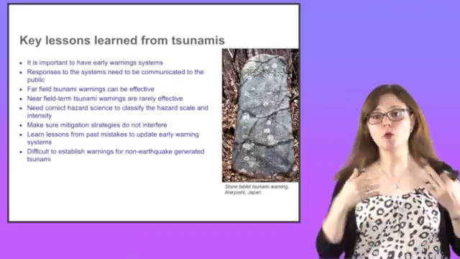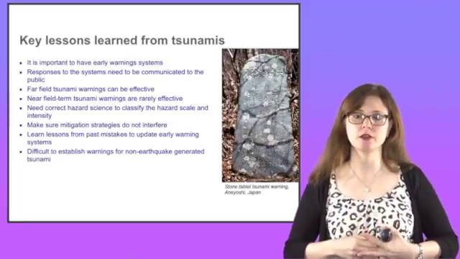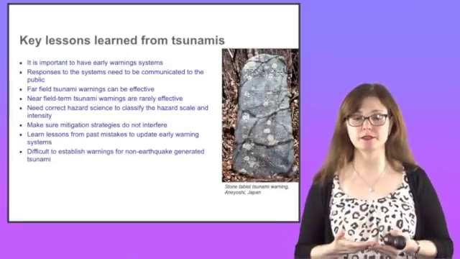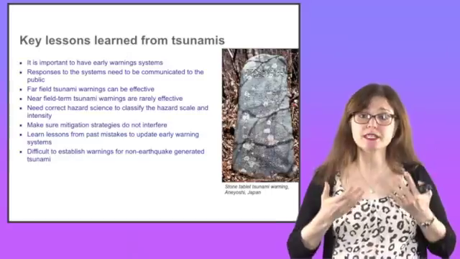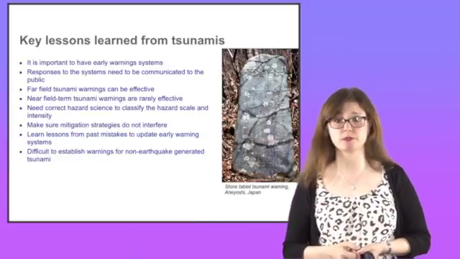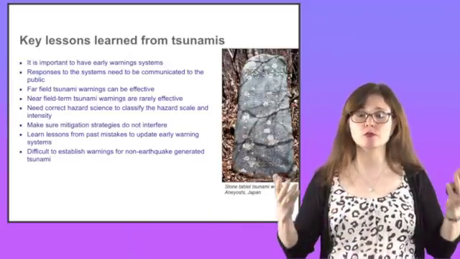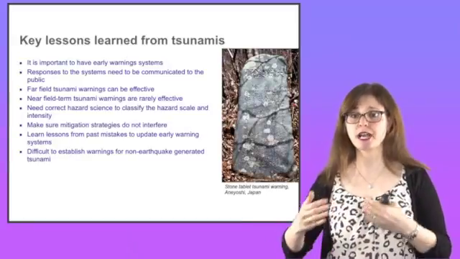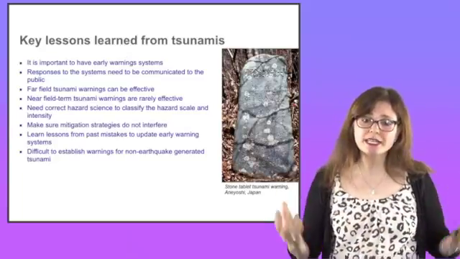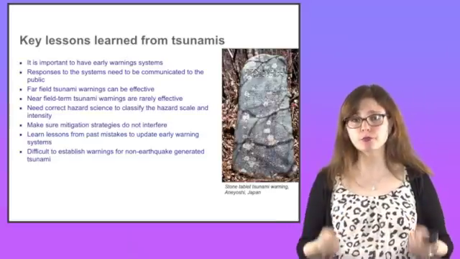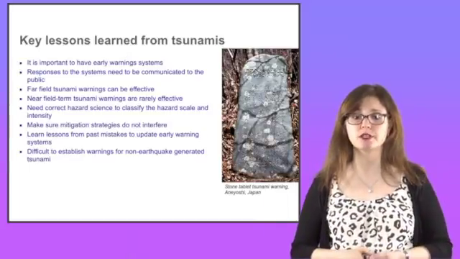So what can we learn from all these tsunamis, from the Boxing Day Sumatra tsunami in 2004 to Tohoku 2011? There's lots of things that we can take away that are important lessons to take on board. First of all, it is important to have early warning systems, but people need to know how to respond to those early warning systems. We know that far-field tsunamis that give us ample time can give us time to respond effectively. The problem is when we have a near-field tsunami, it gives us a very short amount of time to respond. So what we need to do is make sure that we can continue to improve our hazard science, hazard understanding of earthquakes and tsunamis so that we can improve those warning systems.